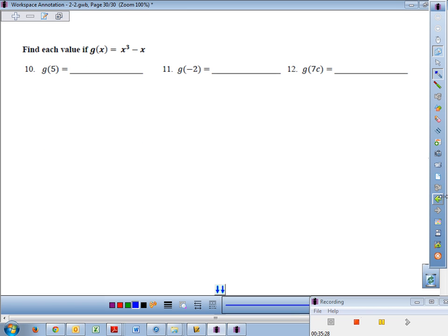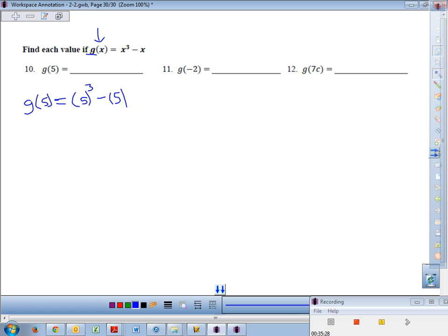Here's what I want to do. Let's do number 10 together. g of 5. You notice not every function's name is f, right? Just like not every person's name is Dave. People have different names. Functions have different names. This function's name is g, so that's g of x. Cool? So where there's an x, let's put a 5 in its spot. So g of 5 will equal, in parentheses, 5 cubed minus 5 goes in parentheses.